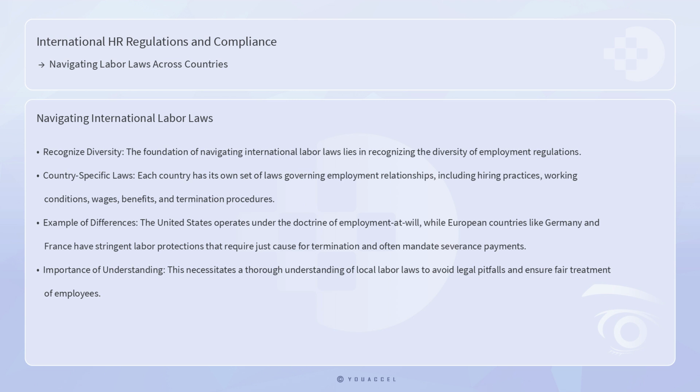The foundation of navigating international labor laws lies in recognizing the diversity of employment regulations. Each country has its own set of laws governing employment relationships, including hiring practices, working conditions, wages, benefits, and termination procedures. For example, while the United States operates under the doctrine of employment at will, European countries like Germany and France have stringent labor protections that require just cause for termination and often mandate severance payments. This necessitates a thorough understanding of local labor laws to avoid legal pitfalls and ensure fair treatment of employees.